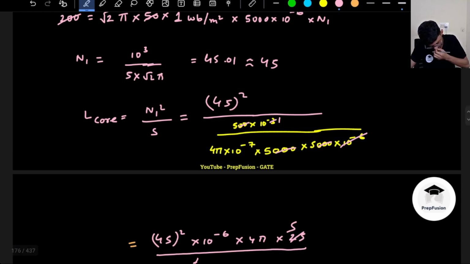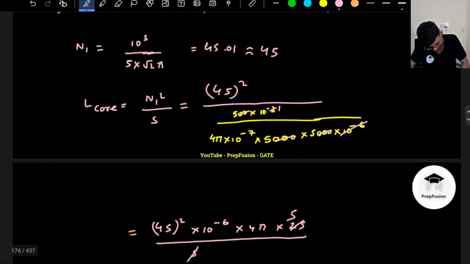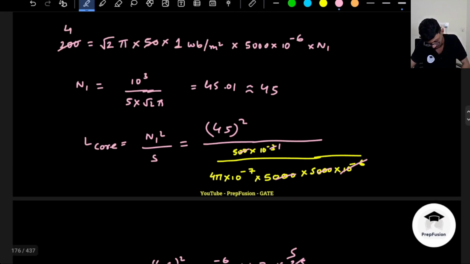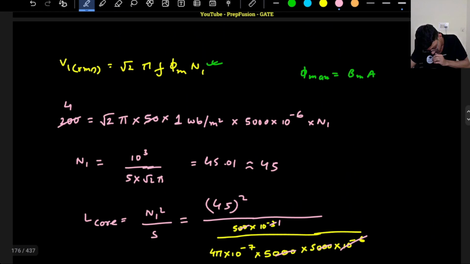Okay, 45 whole square. So this is 4 pi. 5000 is the L upon mu. Mu r is this, mu naught, mu r, 4 pi into 10 raised to power minus 7. Yes, this is correct. This is 0.5 only. This is also correct. And the n square, I've made a mistake in the n square actually. My n1 is wrong. It should come out to be 180. So what kind of mistake am I making?